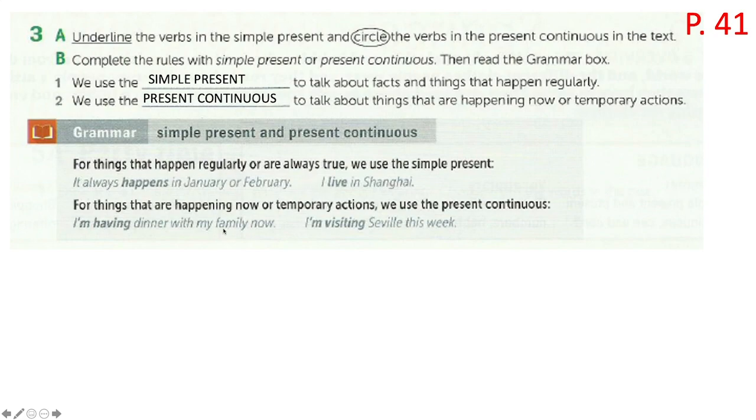Here you can see some examples on the same page. You have it always happens in January and February. I live in Shanghai, for example. Here we have 2 examples of things that happen regularly or are always true. And on the second part, we have 2 sentences. One of them says, I'm having dinner with my family now. I'm visiting Seville this week. Things that are happening at this moment and things that are temporary. Okay, temporary is something that is happening these days, or lately, for example.